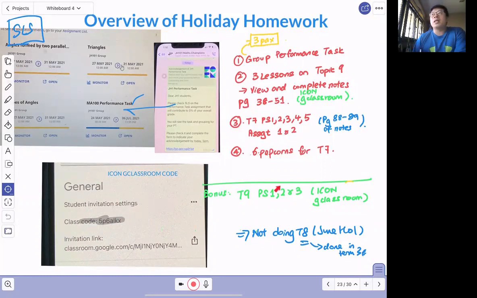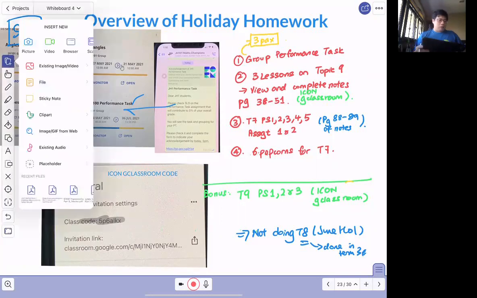So topic 9 onwards, the 3 lessons on topic 9. After you view, you need to complete notes, page 38 to 51. I have tried. They are relatively easy, because they are all primary 6 you did before. But similarly, I'll still help you. I'll still give consultation. Angles and polygons. This is actually angles and polygons. The nice name for it, we call it angle management. You see the cover page.